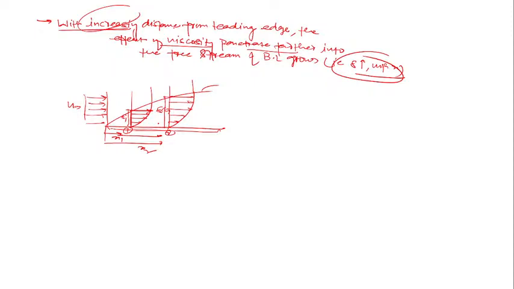Why has it been so? Can anyone tell me the reason? Why does the thickness increase? Why does delta increase with x? Delta is the boundary layer thickness and it is a function of x. As x changes, the thickness will change. Why does it increase? Anyone?